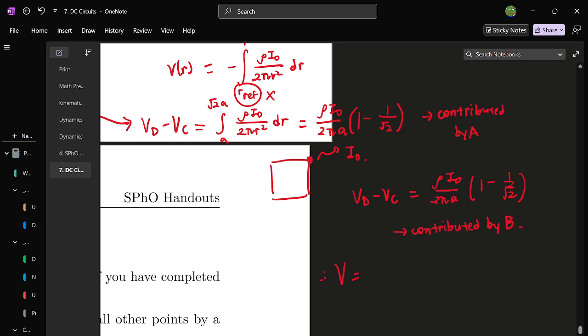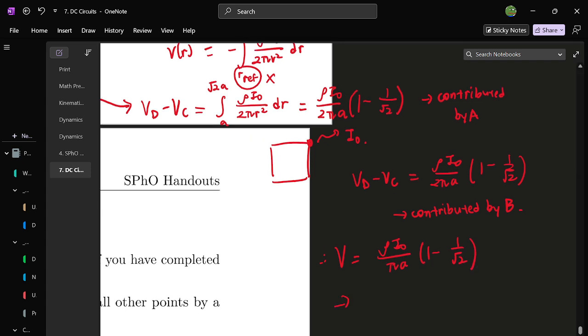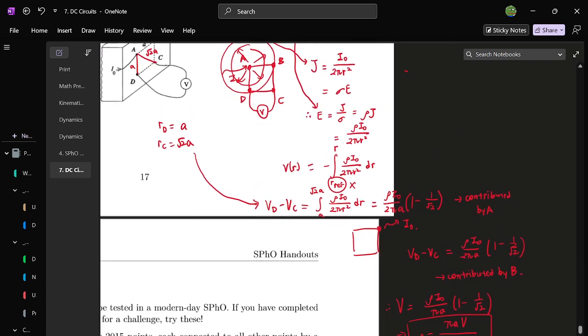And superposition tells you that you can just add them together. So you just multiply by 2, you get this, which you can rearrange to get this. And yeah, that's the resistivity.